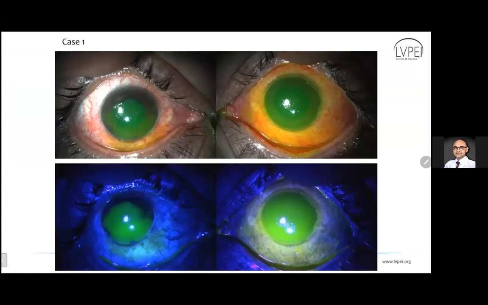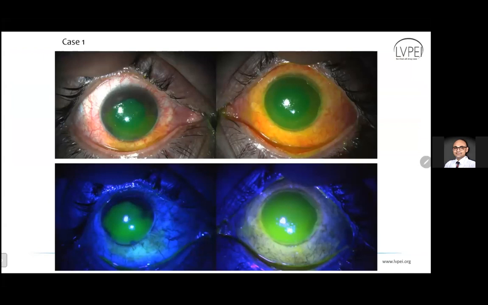I'm just showing you the same patient's photographs with the fluorescent staining in normal light and under the cobalt blue filter. Now, in this patient, we gave medical therapy in both eyes. This patient was local from Hyderabad, and this patient came to me almost 8, 9 years ago in 2013, I think.